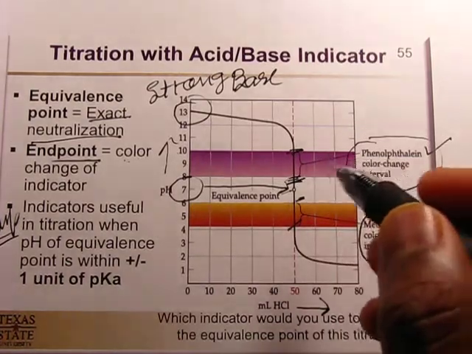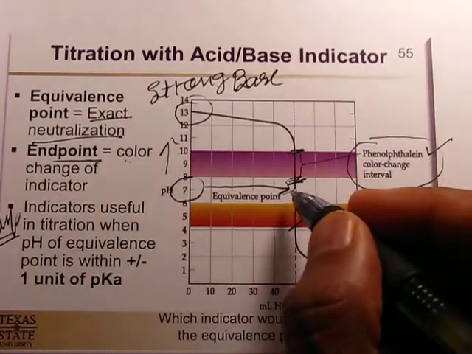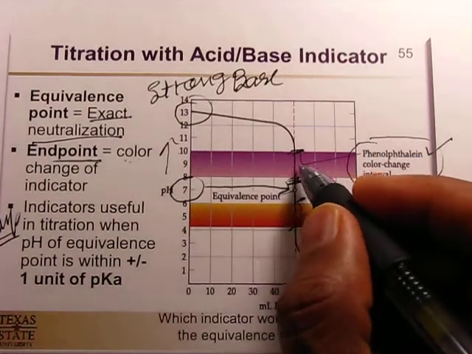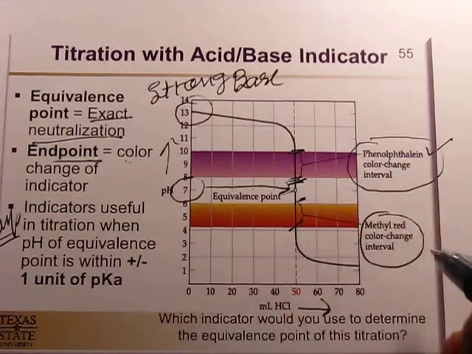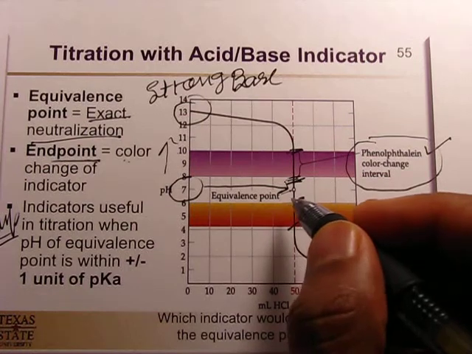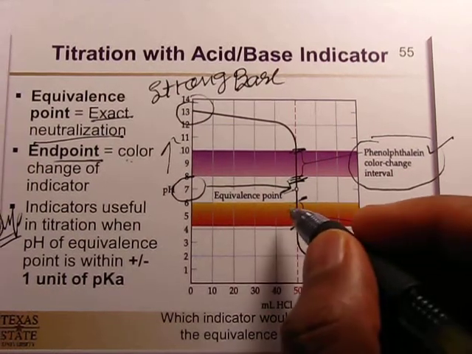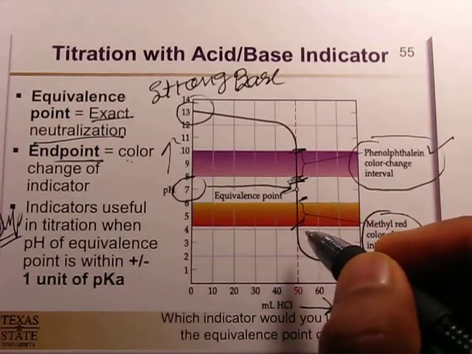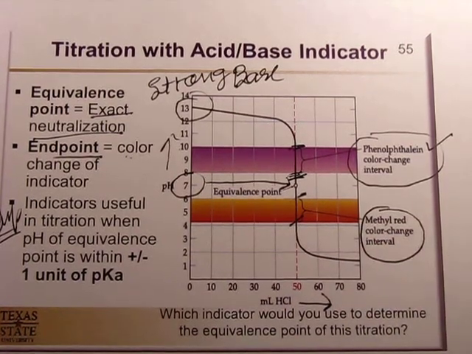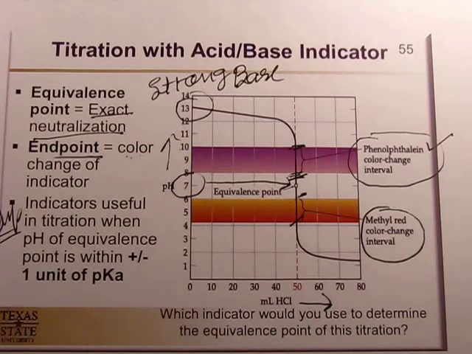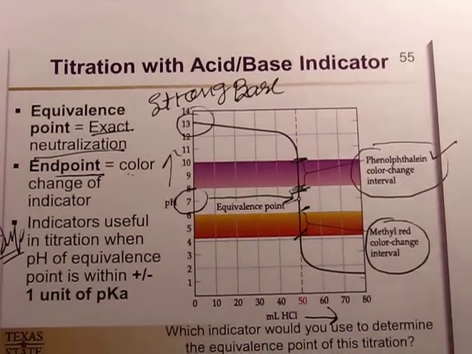If we are going to do any titration which has the equivalence point between 8 to 10, then we can use phenolphthalein. And if we have any equivalence point which lies between 6 to 4, then we will use methyl red. So this is the meaning and how we are going to understand this pH indicator.